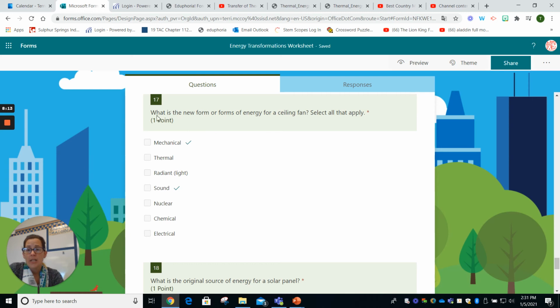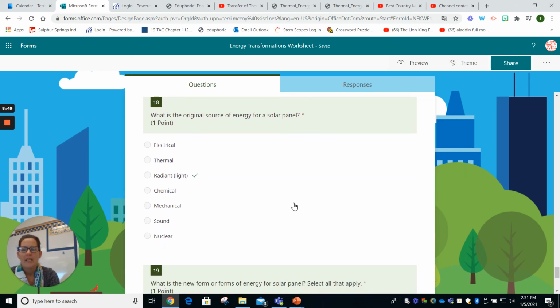That electrical energy turns into what type of energy for a ceiling fan? So what's the new form or forms of energy for a ceiling fan? Well, it starts turning when you turn it on, and if it's in motion, we've got mechanical energy, right? And then if you've ever had a ceiling fan or any kind of fan, really, when you turn it on, you can hear it. Even if it's quiet, you can still hear it. So we've got 2 different things happening here. That electrical energy in a ceiling fan turns into mechanical and sound energy.